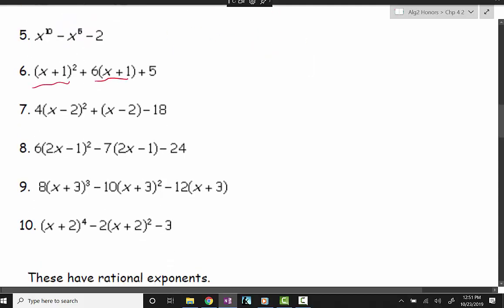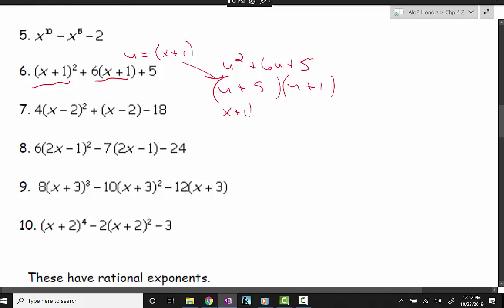The first substitution we end up in is number 6. This is where we want u to replace x plus 1. So it's a little bit easier when we see it this way. So u squared plus 6u plus 5. So we're going to call it u plus 5 and u plus 1, as those are the only factors of 5. And then we just have to make sure we do our substitution back in.